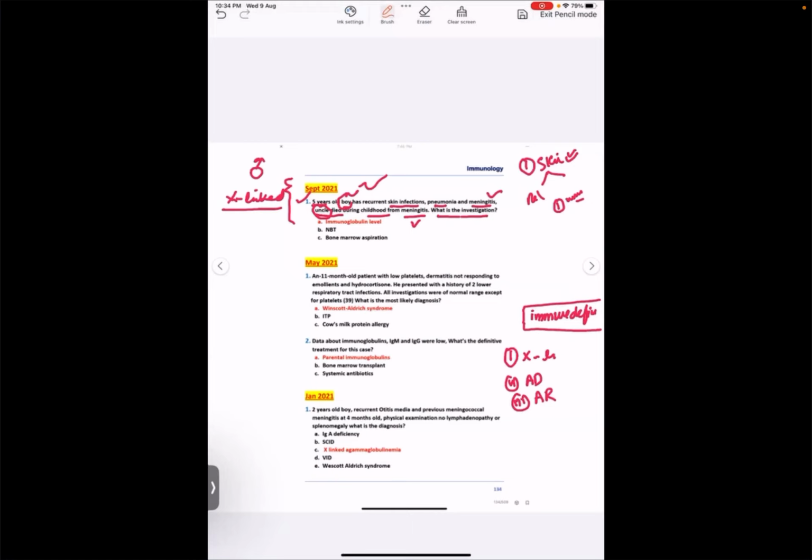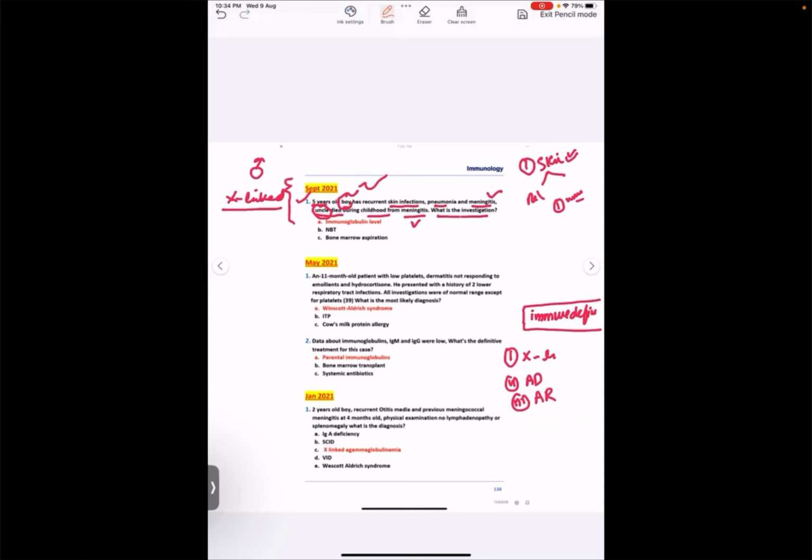Can anyone answer me? We have discussed this in the classes too. You tell me. What are X-linked immune deficiencies? Anyone, please?